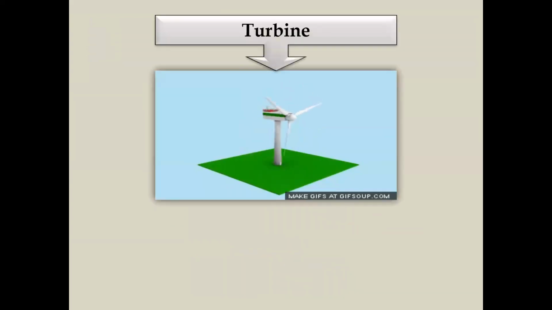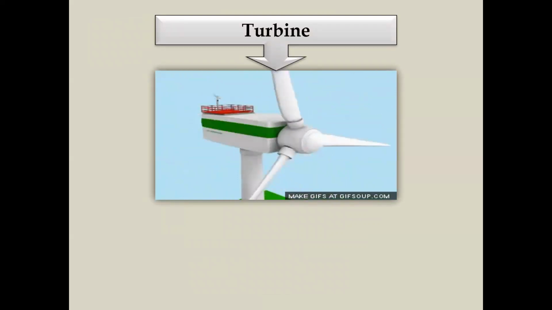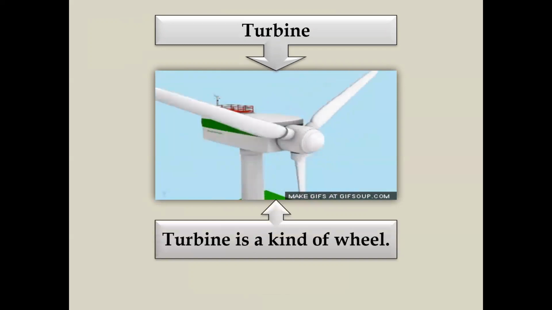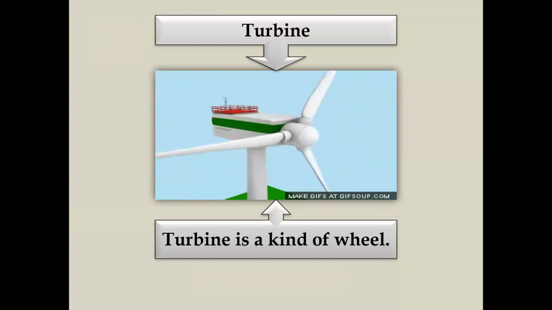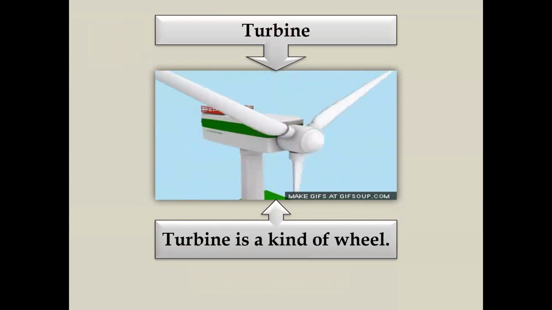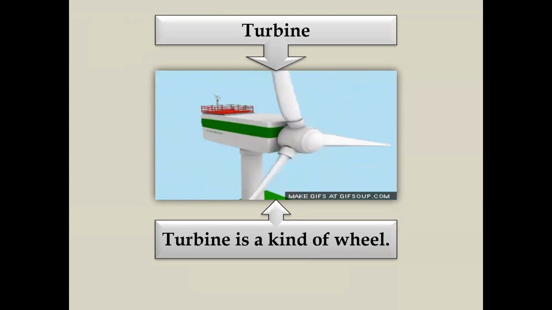Turbine. Look at the word. Look at the picture, turbine. It is also moving. Turbine is a kind of wheel. Actually, everywhere we see wheel. Wheel has helped us greatly to our civilization.